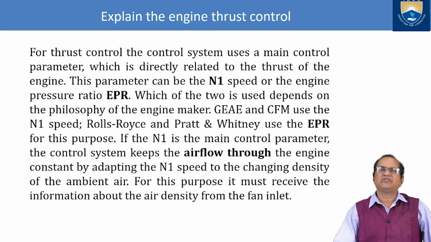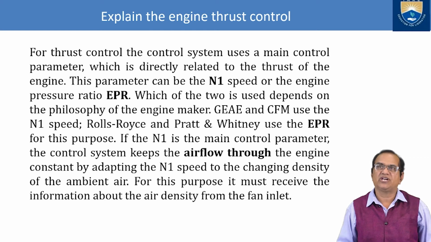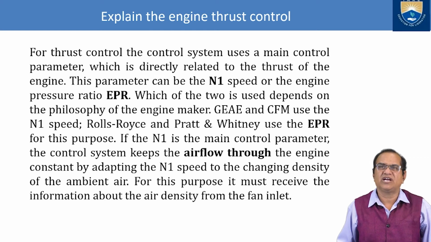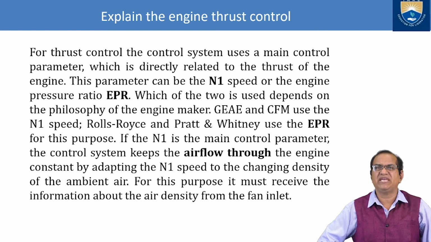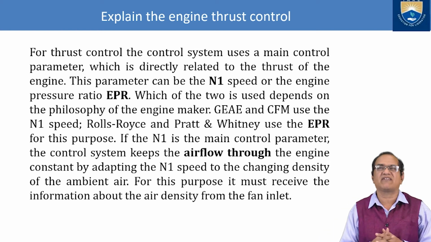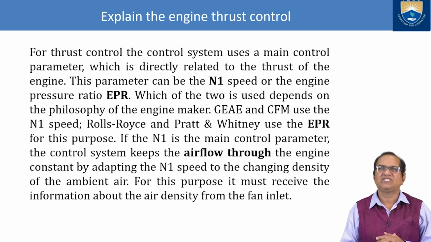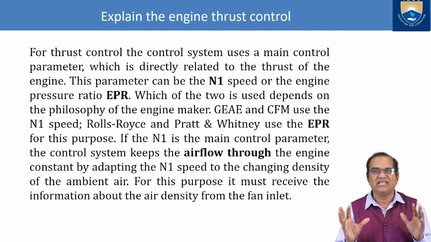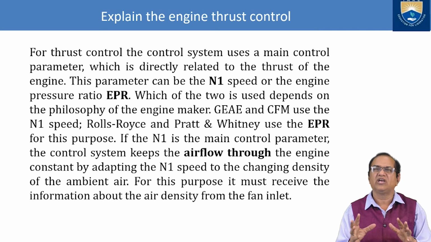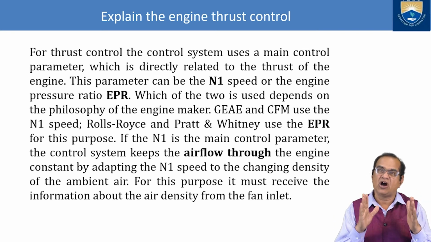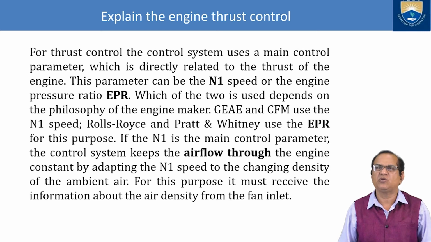Next, I am going to discuss engine thrust control. For thrust control, the control system uses a main control parameter. So how can we control the thrust? We have to use a main control parameter which is directly related to the thrust of the engine. This parameter can be the N1 speed or the engine pressure ratio, EPR. So two things are there: either you take the rotation of the engine, or you look at the engine pressure ratio, how much the pressure is increased. Which of the two is used depends upon the philosophy of the engine maker.